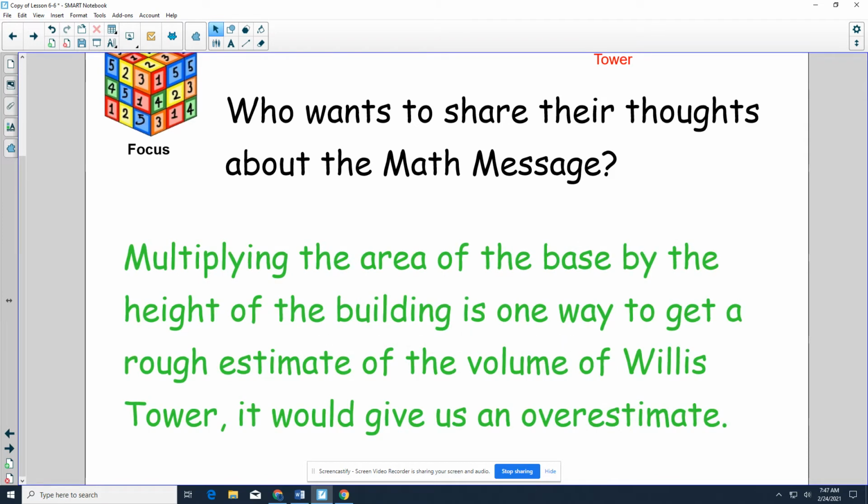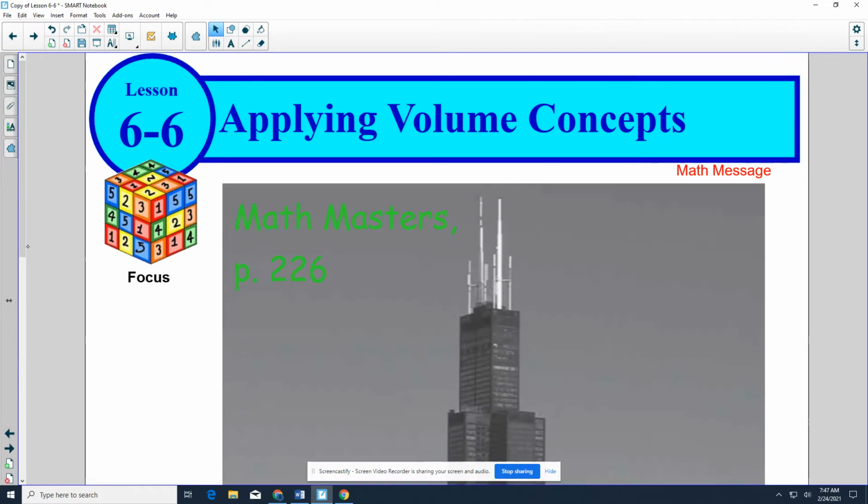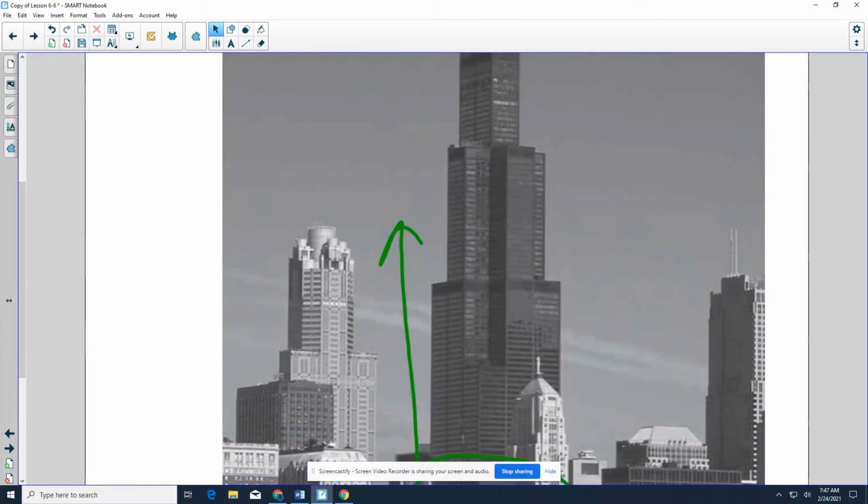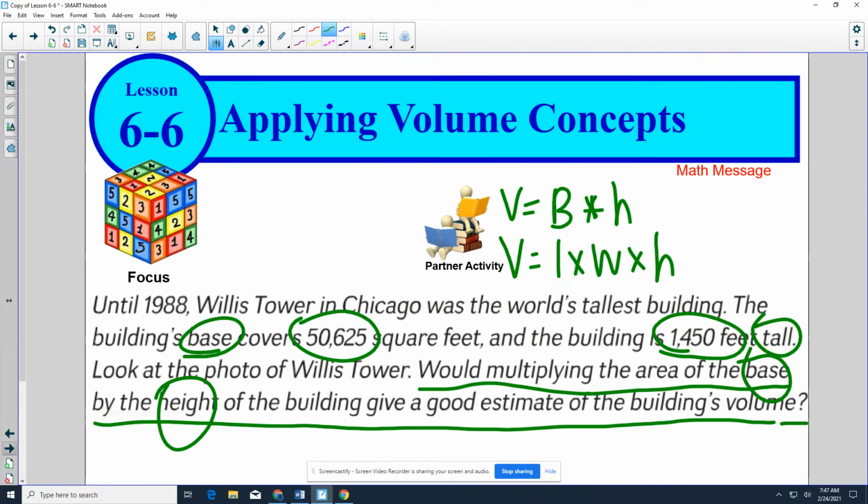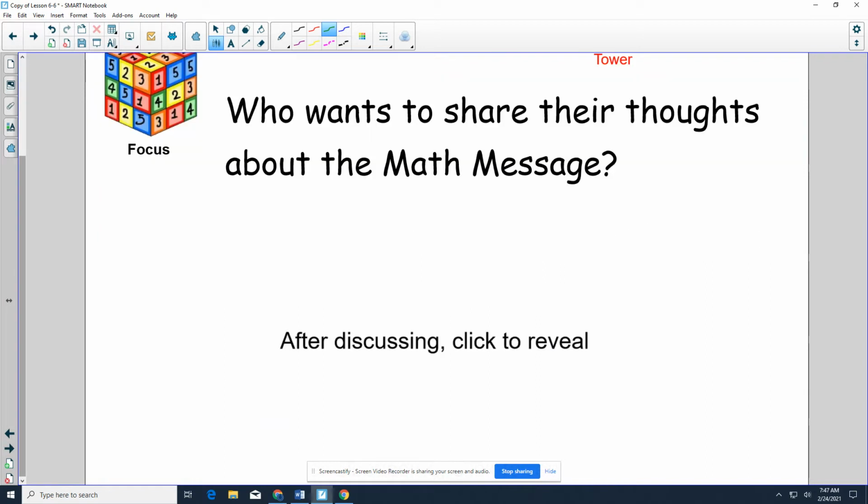Well, we know multiplying the area of the base by the height of the building is one way to get a rough estimate of the volume of the Willis Tower. It would give us an overestimate. So it would be a little bit greater because if we look at the structure of the building, you can see there's other parts sticking out here. So it wouldn't be exactly the same, but it would give us a good idea, because the base isn't completely one rectangle. There's different additions on the side there. So it would end up being an overestimate because we would be adding in more on the base than we really needed to.